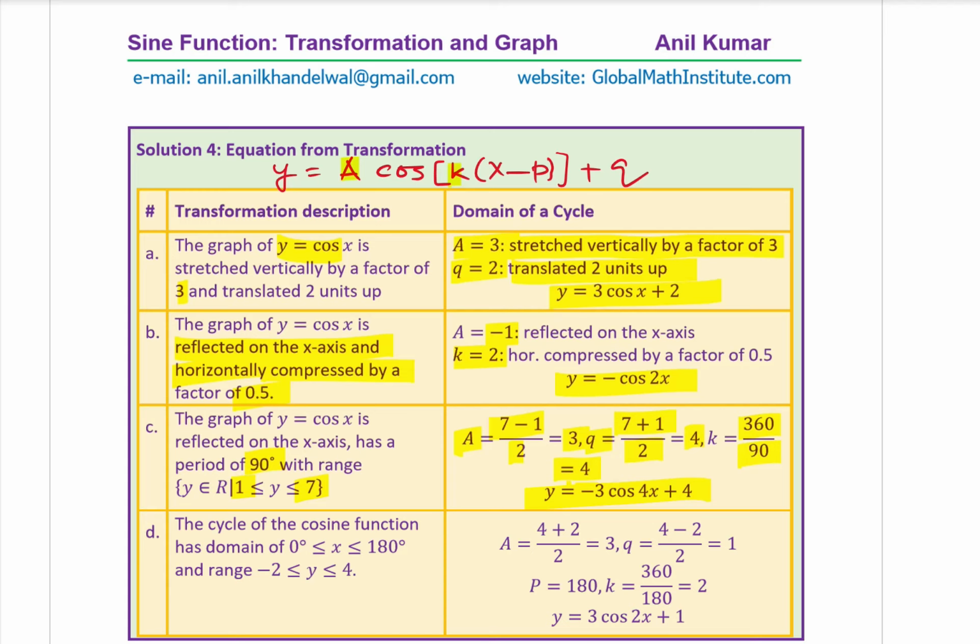The last example here is that the cycle of the cosine function has a domain from 0 to 180. That means the period is 180 degrees, correct? And 0 means there is no phase shift. And therefore, using this information, we can find that the k value is 360 divided by 180, which is 2. Now we are also given the range. Range means maximum and minimum value. When we subtract them and divide by 2, we get the amplitude. Add them, divide by 2, we get the axis, which is 1 in this case, amplitude 3. There you go.